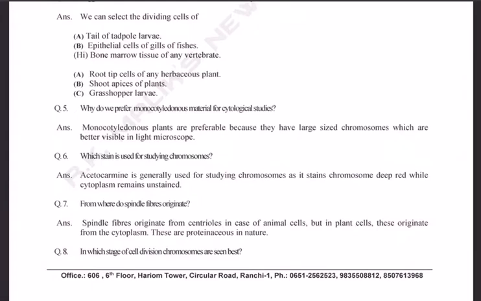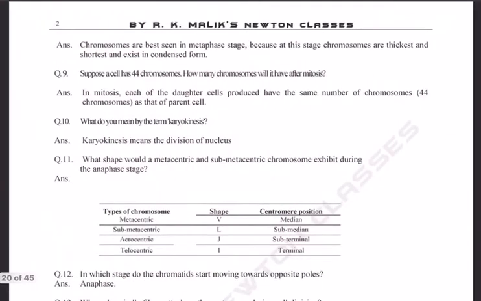Question 8. In which stage of cell division are chromosomes seen best? Chromosomes are best seen in the metaphase stage. Why? In metaphase, all the chromosomes will be lying in the center of the plate like NCC cadets in a single file. And chromosomes in this stage are very thick and short, in highly condensed form.